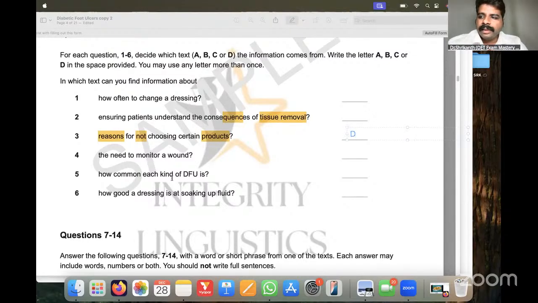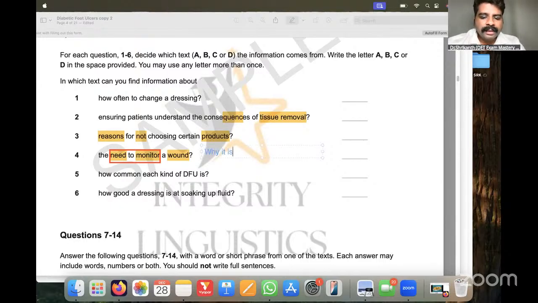Right. Now let's take a look into the fourth question over here. Right, so let's see what the fourth question is. The fourth question is the need to monitor a wound. Okay, so here, what are the keywords? The need to monitor a wound over here. So let's understand with certain synonyms. Right, that is the need.